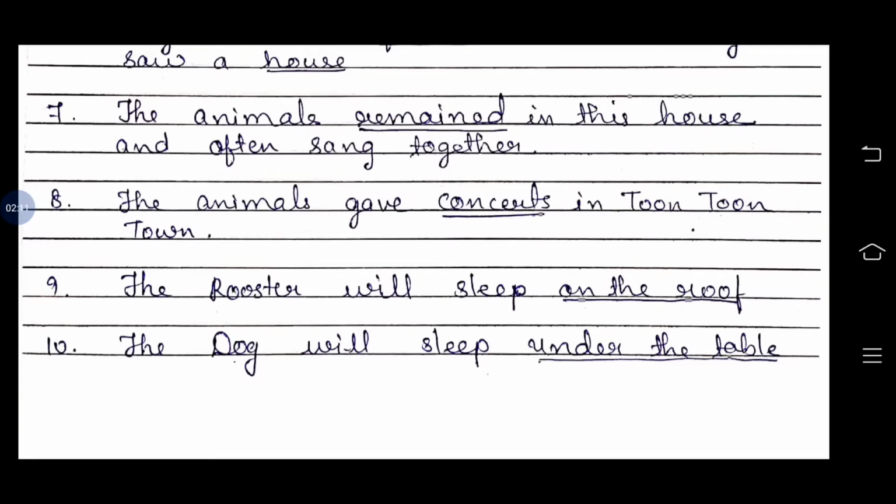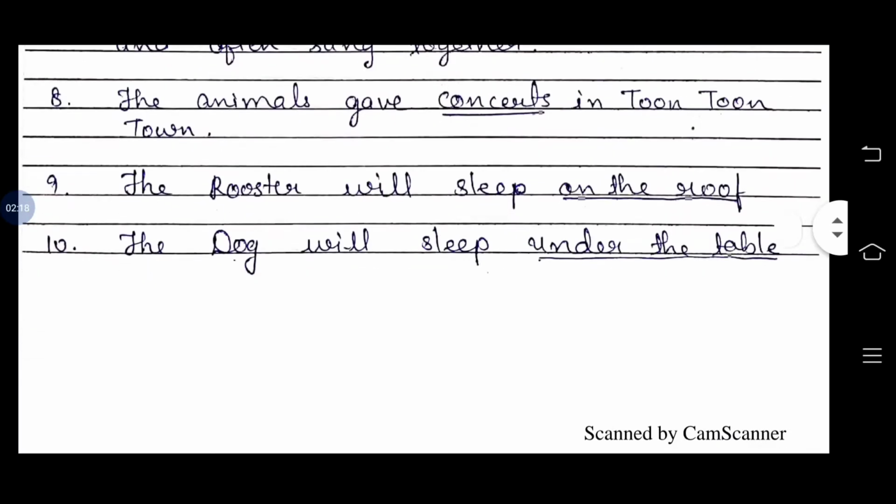Okay? Students, you have to write these fill in the blanks in your fab book as a revision part. Okay? So students, we are just going further.